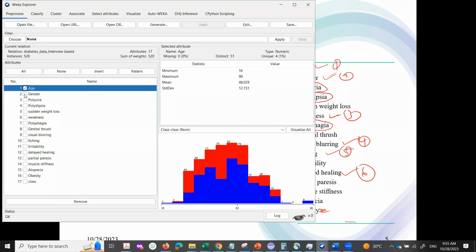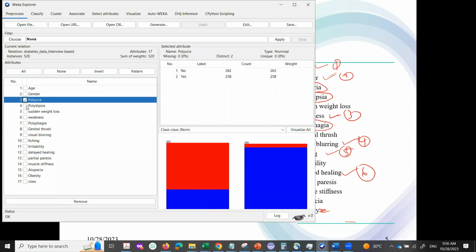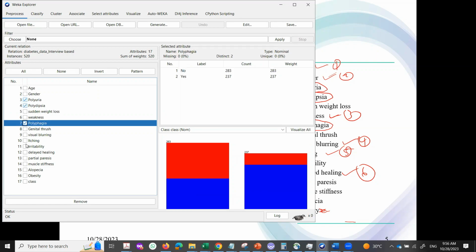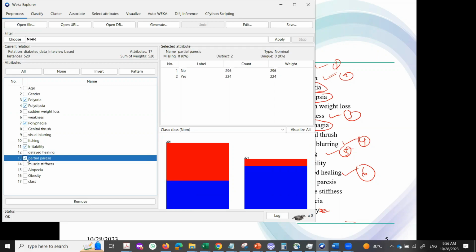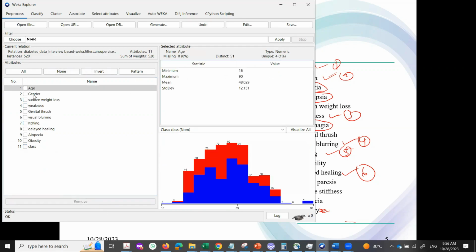However, we want to use only 5. So I'm going to remove, we don't want this, we don't want this. We want to remove anything that might be a little difficult for the interviewee to interpret. So partial paresis, muscle stiffness, we can remove them. So we are left with age, gender, sudden weight loss. This is easy, anybody can answer this question: do you suddenly experience weight loss?